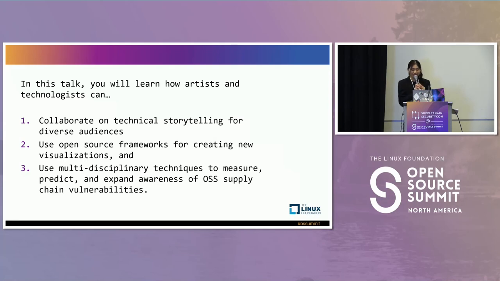So in this talk, we have three main points that I'd like to disclose and teach to this room. So first, to collaborate on technical storytelling for diverse audiences. Two, to use open source frameworks for creating new and novel visualizations on perhaps old or present and also future data. And three, to use multidisciplinary techniques to measure, predict, and expand awareness of OSS supply chain vulnerabilities.